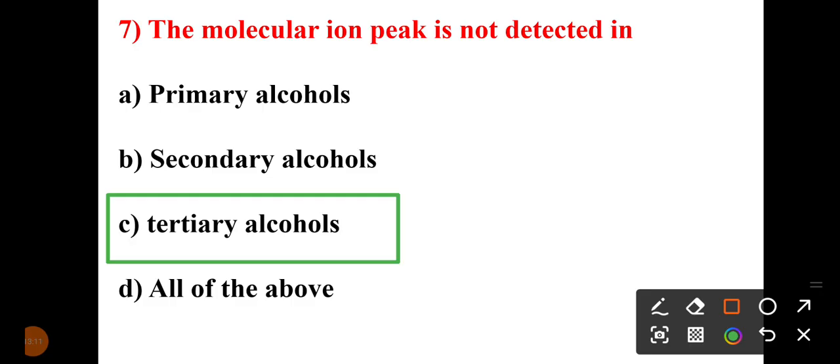If they give options like the molecular ion peak is not detected in amines, acids, alcohols, right? If they give these kinds of options, you can directly go with alcohols, because the molecular ion peak abundance is very low in alcohols, specifically in tertiary alcohols. So depending on the question we have to choose the answer, right? That's why you have to read the question very carefully. Okay.